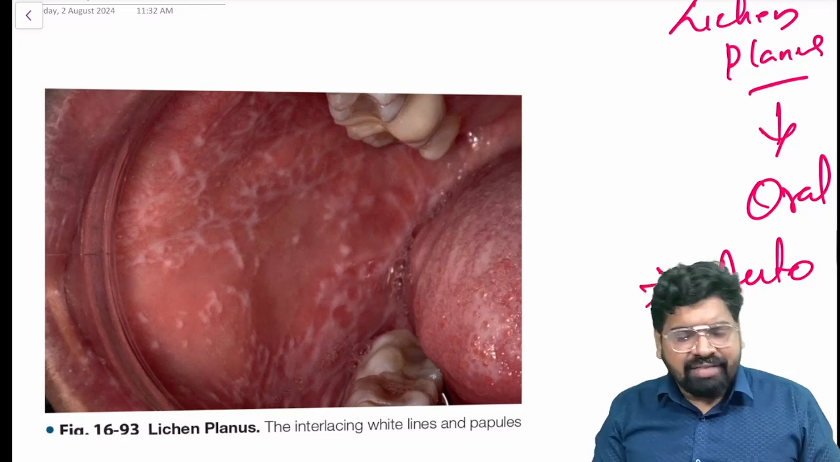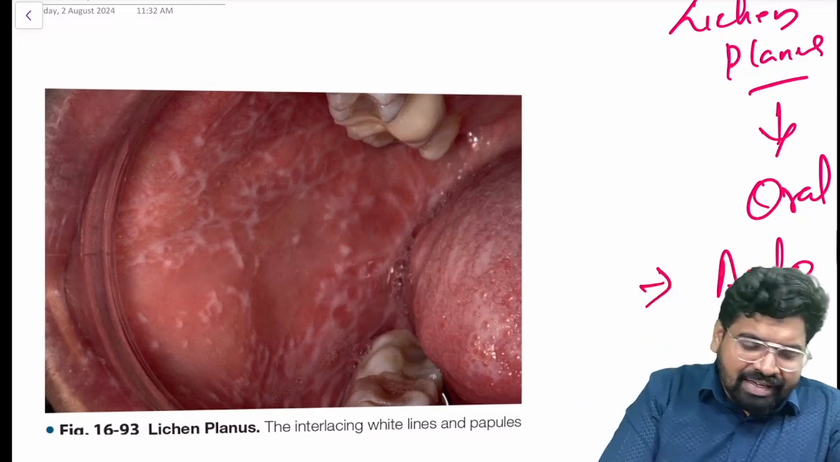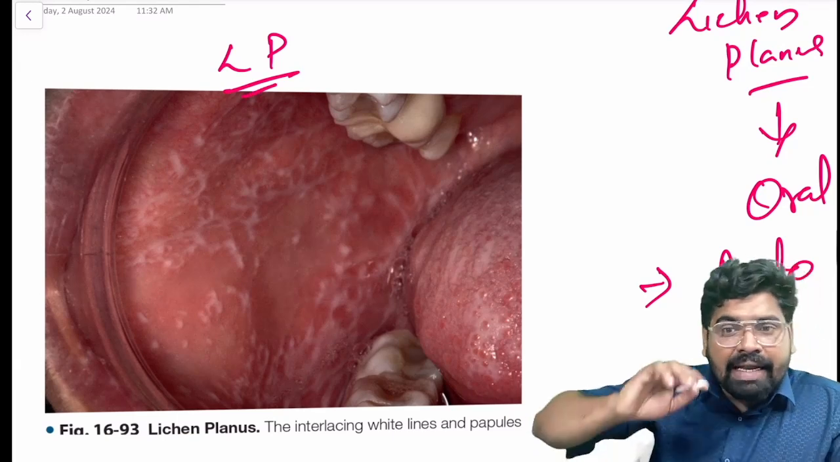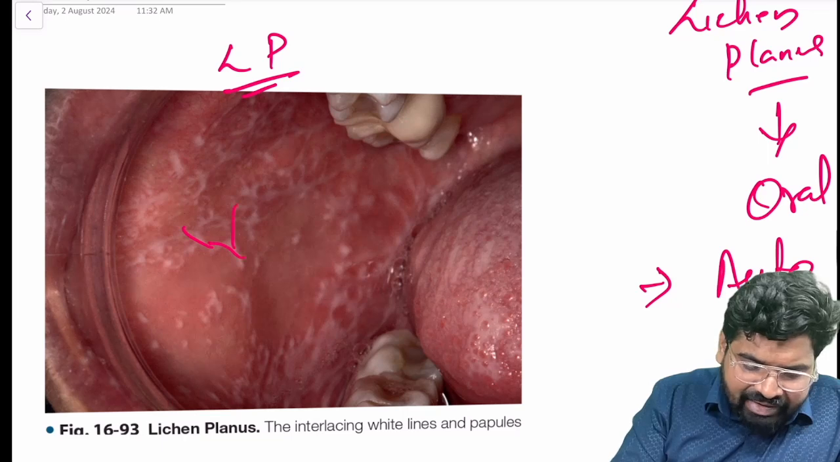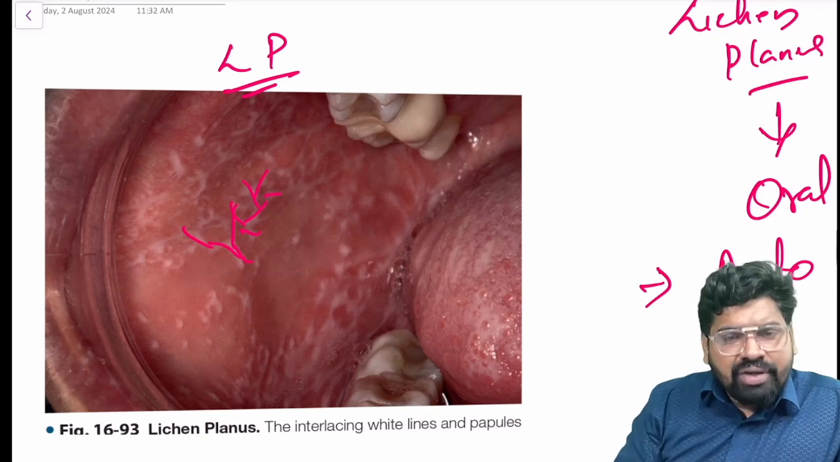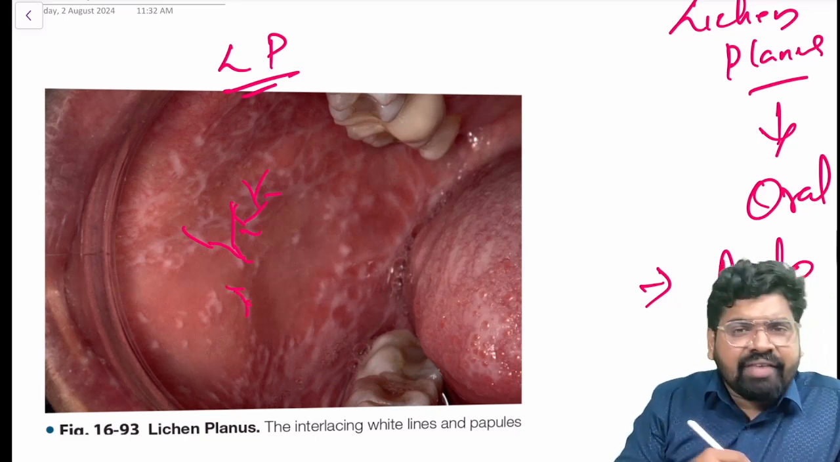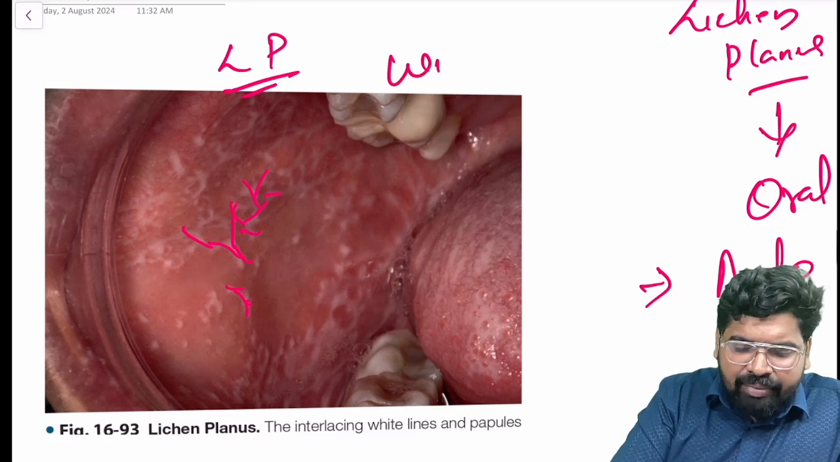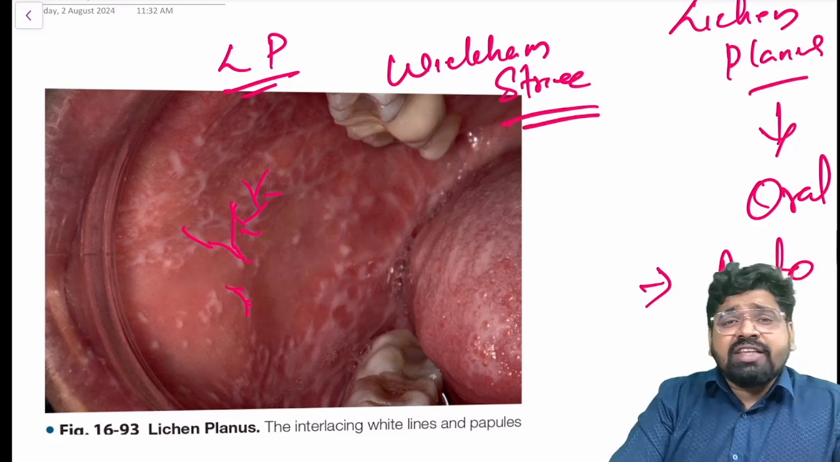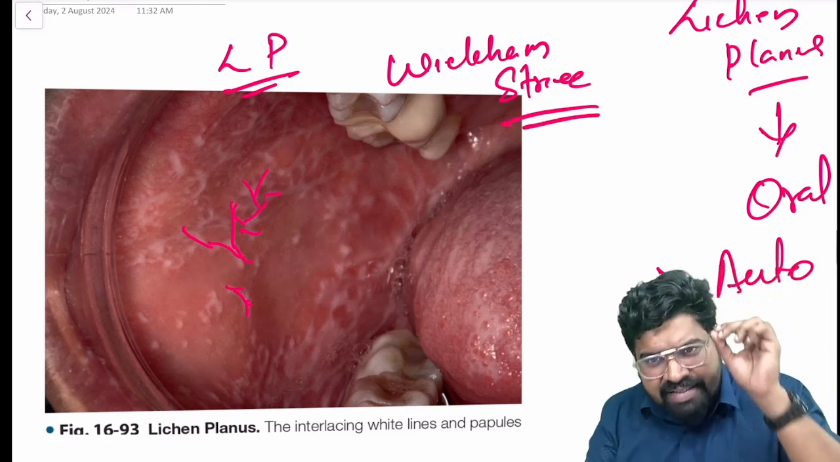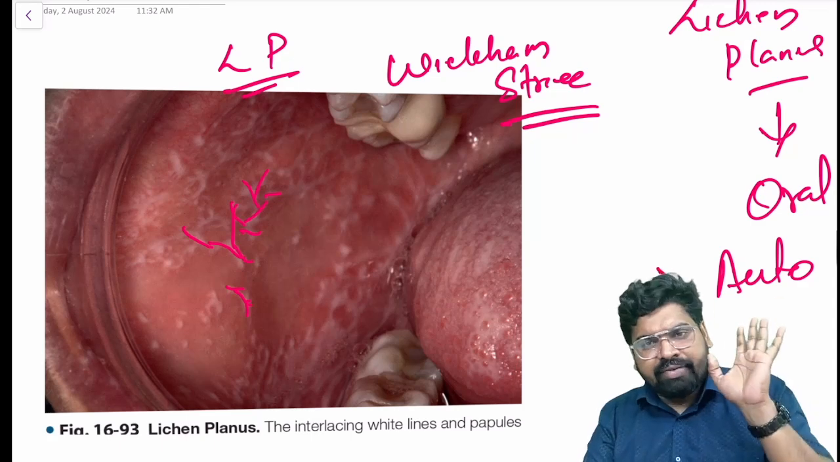This is lichen planus, how it is clinically present. The interesting feature of lichen planus, the clinical presentation, is that they have lace-like white striae here. They call it Wickham striae, and Wickham striae is very necessary to diagnose lichen planus.